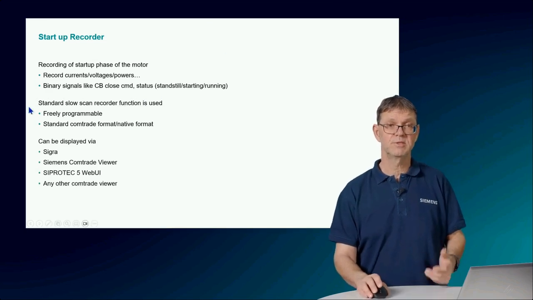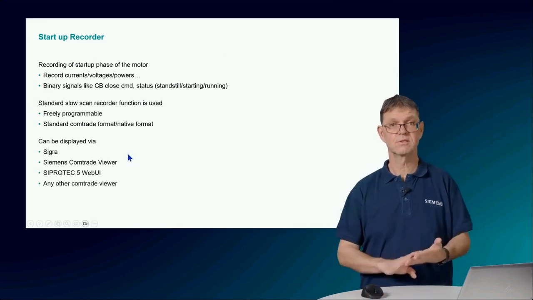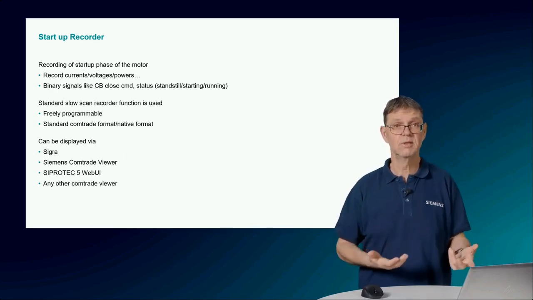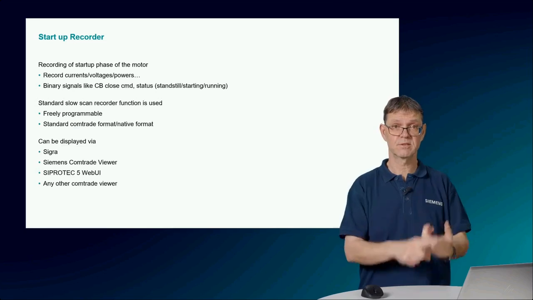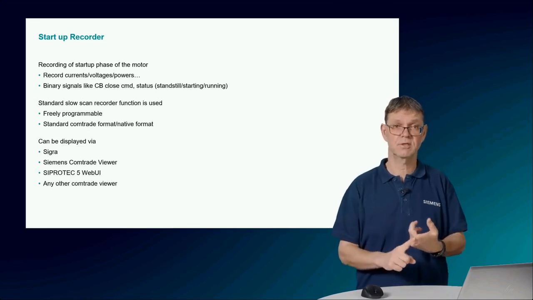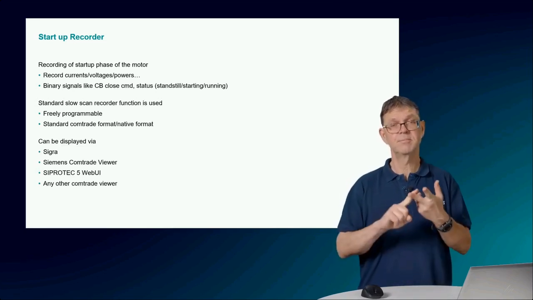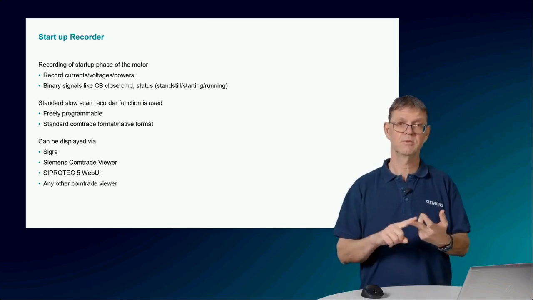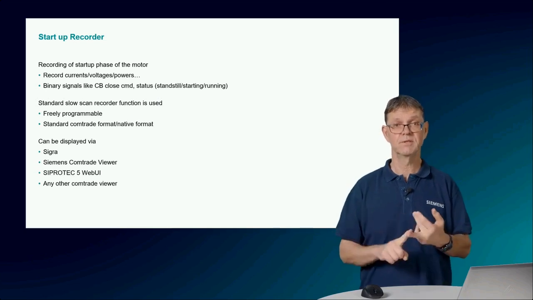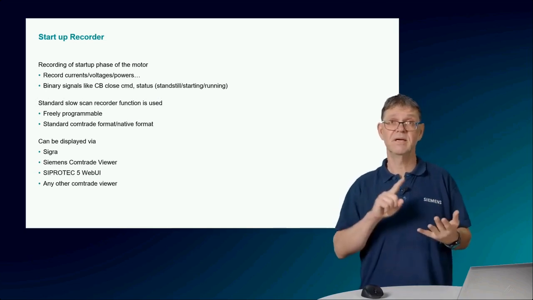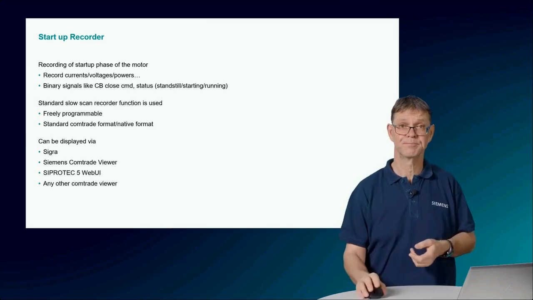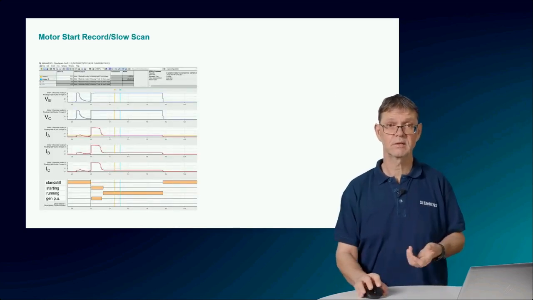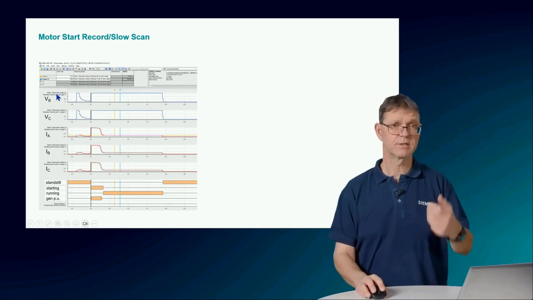Okay, so this record can be displayed, since this is a simple standard COMTRADE format, so very compatible. It can be displayed with the standard SIGRA of the DIGSI 5 software. It can be shown with a Siemens COMTRADE viewer, with a SIPROTEC 5 Web UI, or any other COMTRADE viewer. So here's an example how this can look like in the SIGRA, for example.